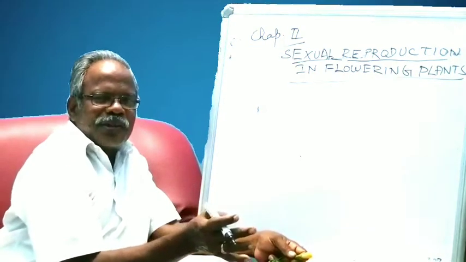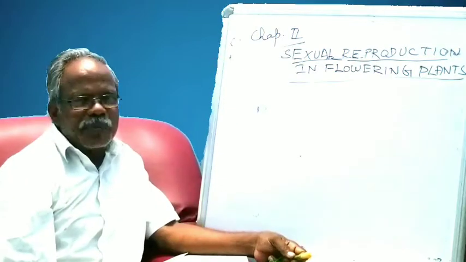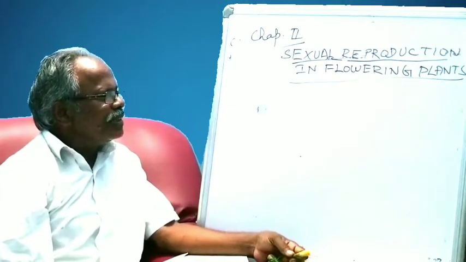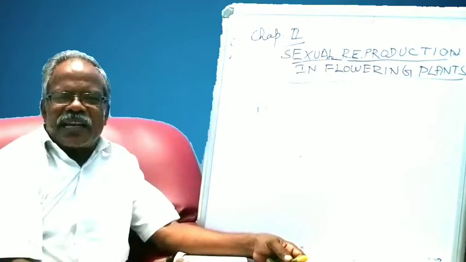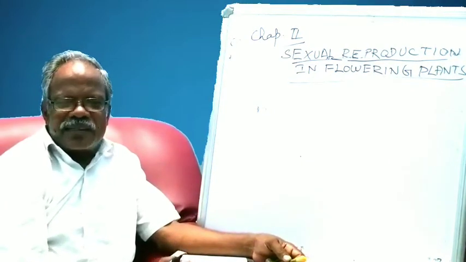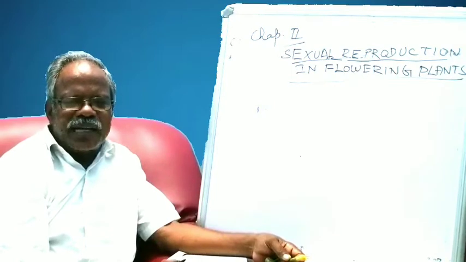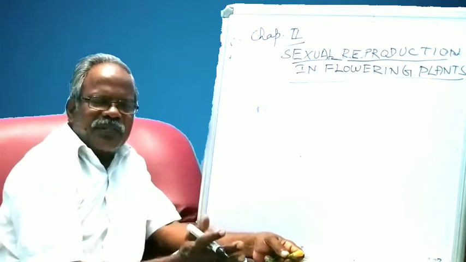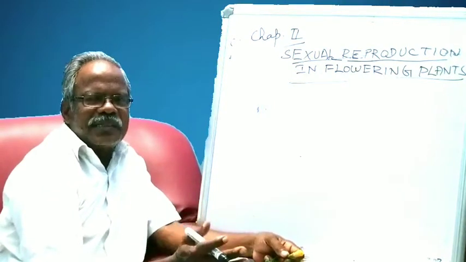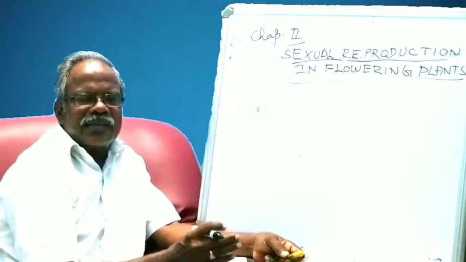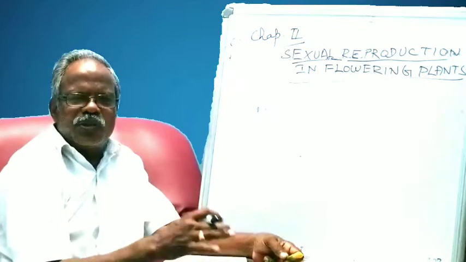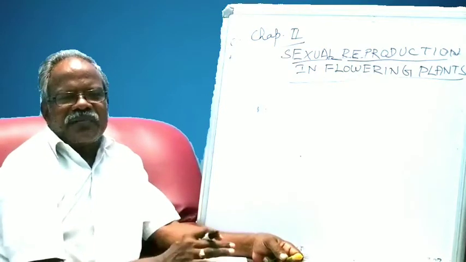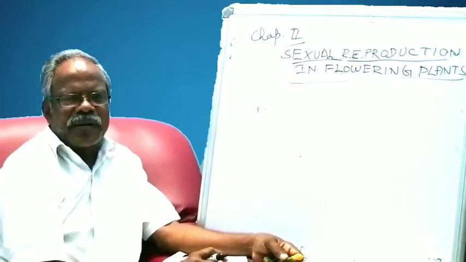Today we are going to discuss sexual reproduction in flowering plants. First of all, you should know what flowering plants are. Plants are of two types, cryptogams and phanerogams: the non-flowering plants and the flowering plants. Non-flowering plants are the algae, fungi, bryophyta and pteridophyta. In those plants we cannot see flowers. That's why they are called non-flowering plants.